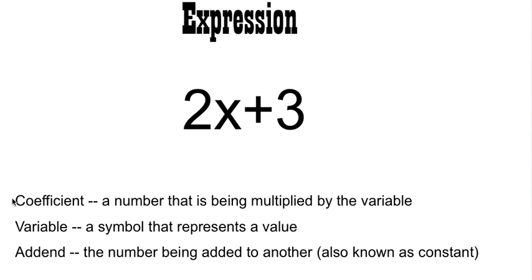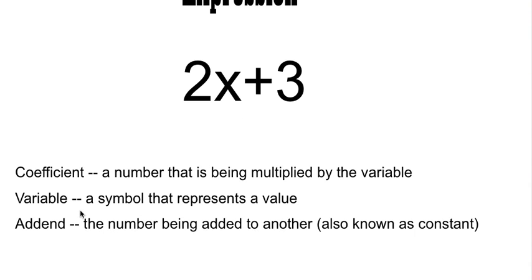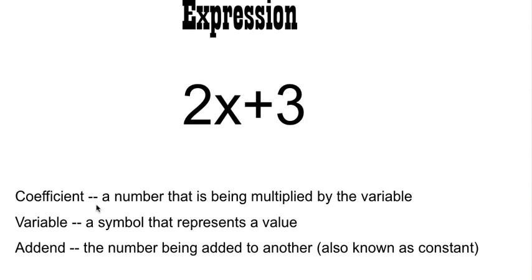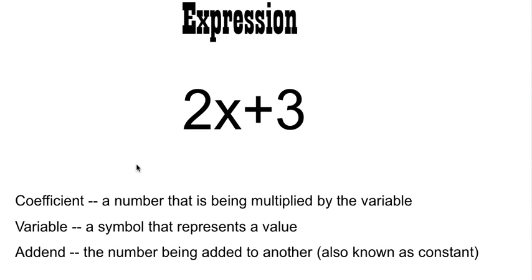Pause the video and write down the coefficient, variable, and addend and their definitions. These are very important. A coefficient is a number that is being multiplied by the variable. A variable is a symbol that represents a value, and an addend is the number being added to another, also known as a constant. So we have an example of a coefficient, a variable, and an addend in this expression right here.